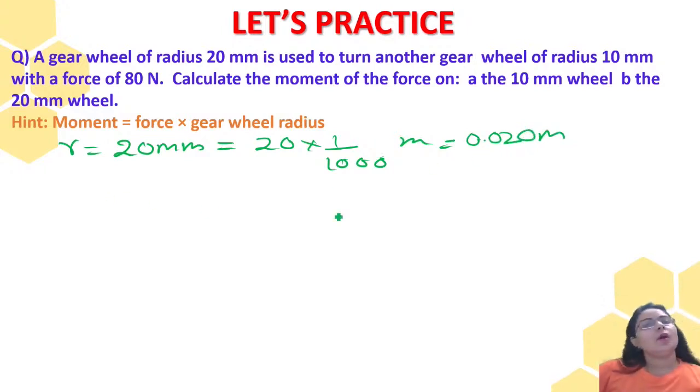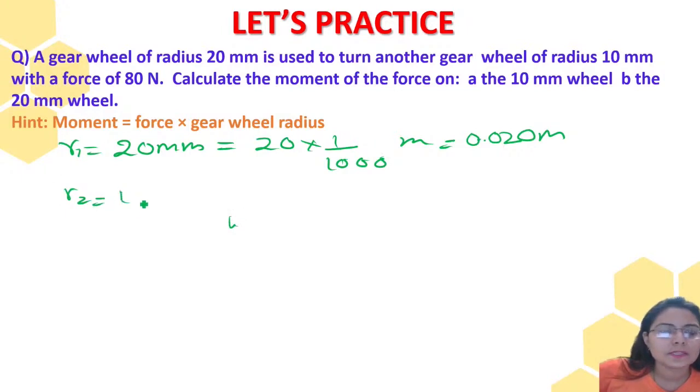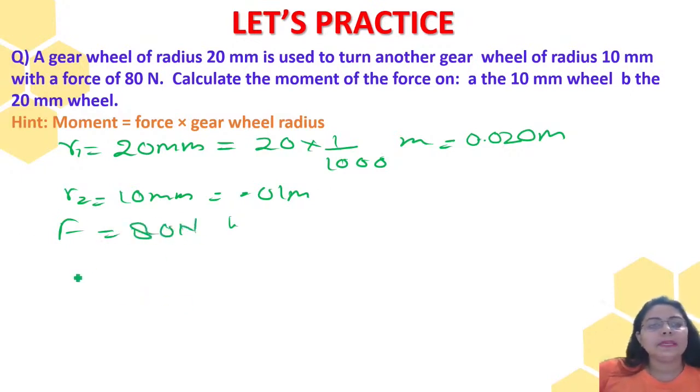A gear wheel of radius 0.02 meter is used to turn the gear wheel of radius 10 mm. Are you getting the point? I'm marking the second radius. This is R1. There is R2, that is 10 mm, which will also be equivalent to 0.01 meter. And they are driven by a force F, which is equivalent to 80 Newton. So what will be the moment of force? Calculate the moment of force for both the cases.